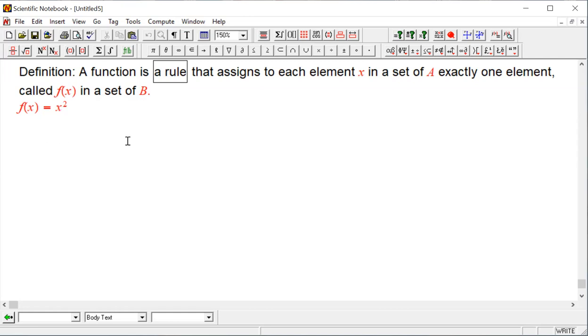What does this rule tell us? This rule says, hey, you take the input, you just multiply the input with itself. So this rule tells us to do that. It produces output. The output f of x is the square of the input. That's what this rule says.